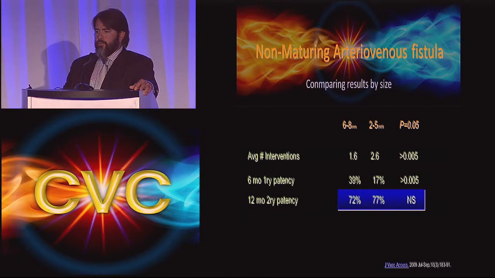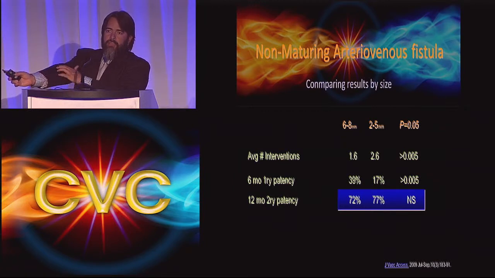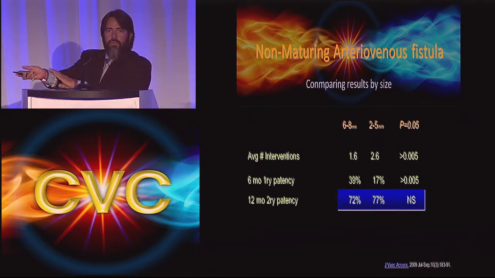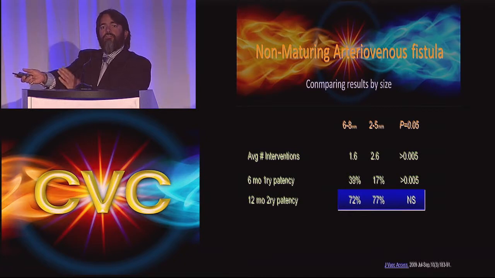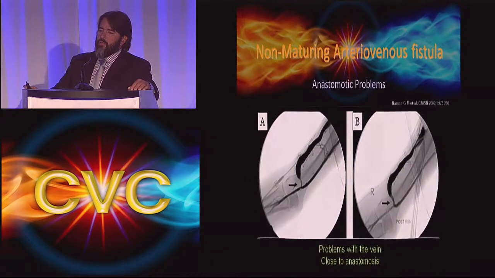The other technique that I use is that if they have a good vein at the antecubital fossa, I'll put a graft from the radial artery to the antecubital fossa, and when this fails, then the cephalic vein and the basilic vein will grow larger, and then in the future, somebody that you actually started with a graft in the forearm, you will convert into an AV fistula later on. So it's a strategy that I use, and it has worked very well for me.